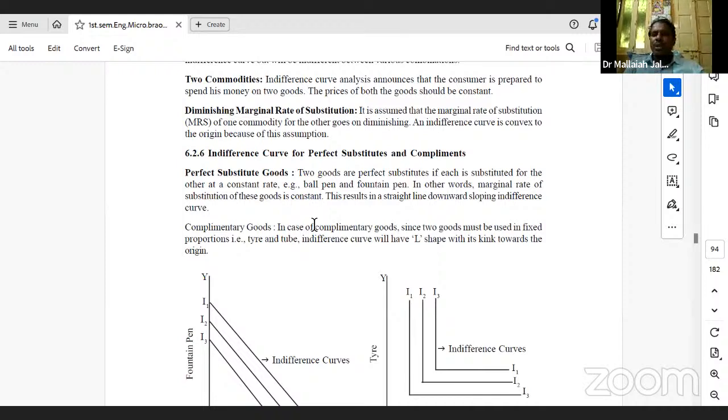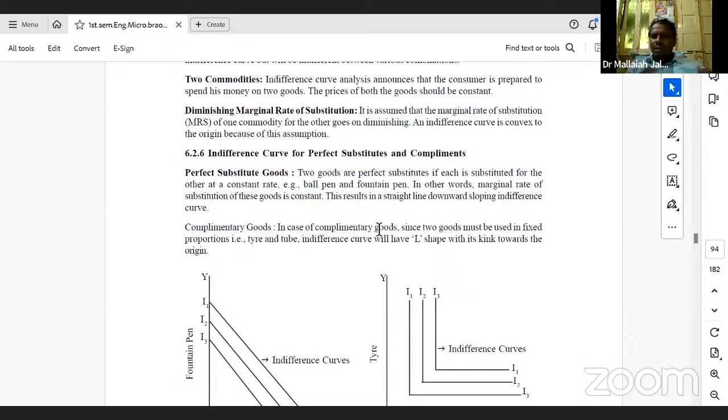A car without petrol is of no use, right? So these are complementary goods, one depending on the other. If you are purchasing a car, you have to purchase petrol too. So that is complementary goods. In perfect substitutes, if two goods are perfect substitutes of each other, we can substitute one for the other, as I said.